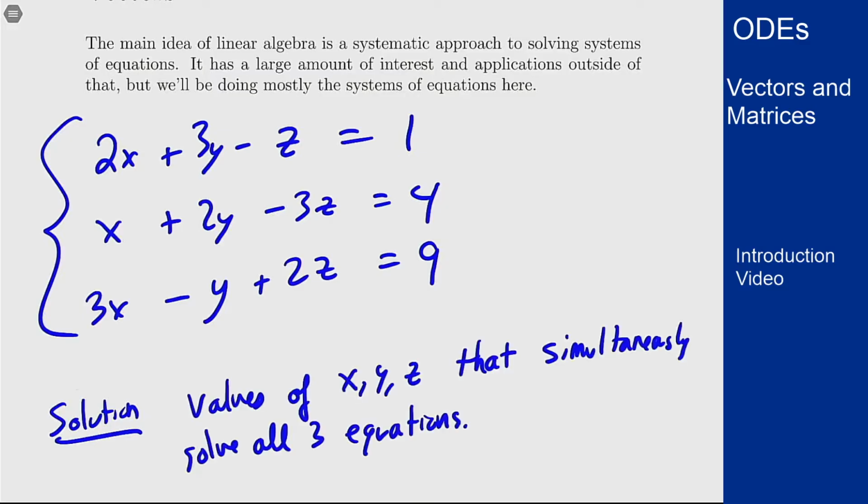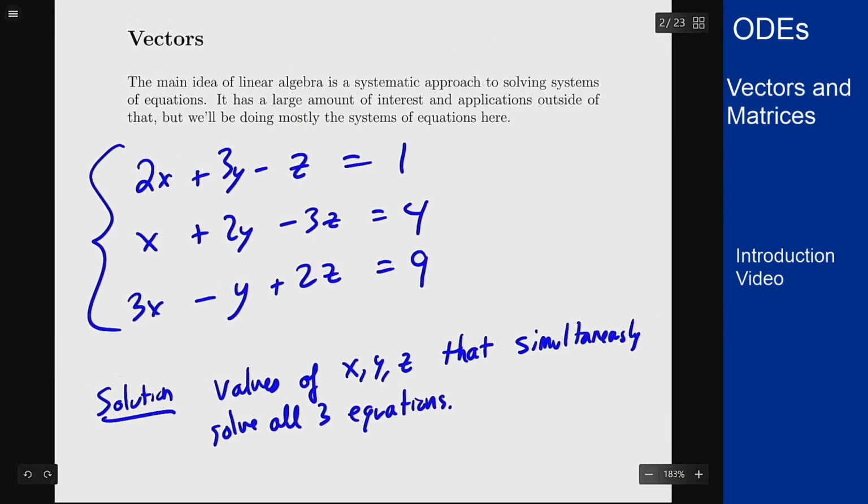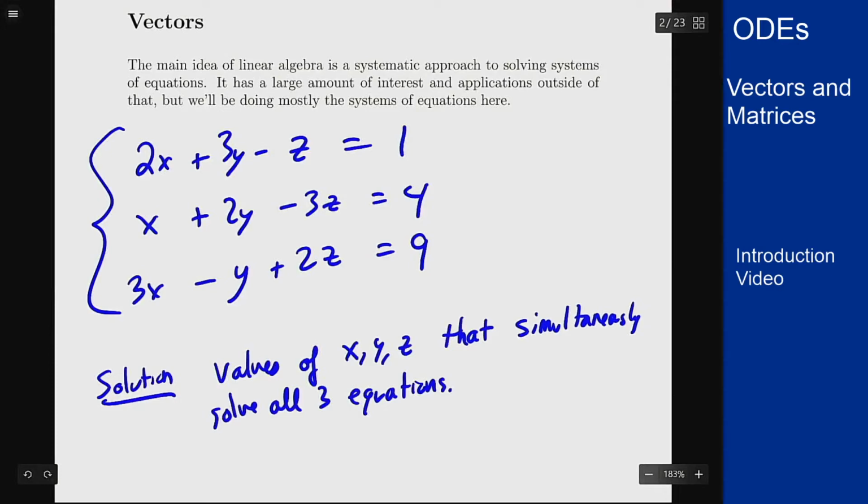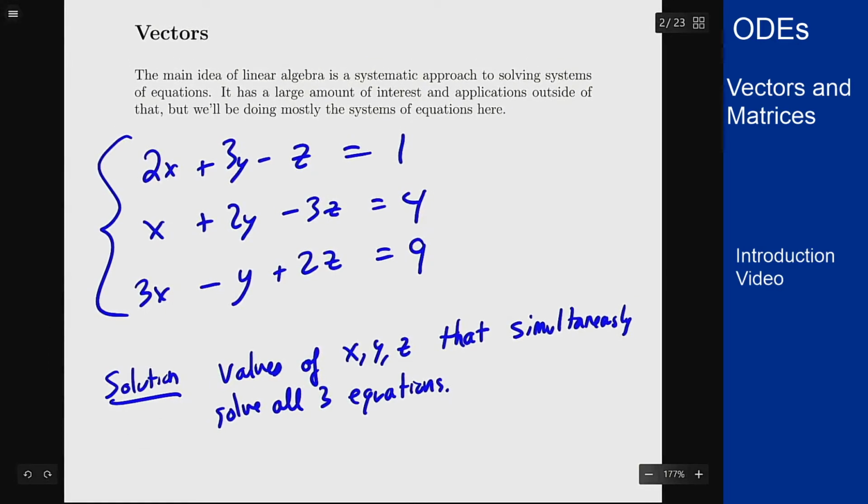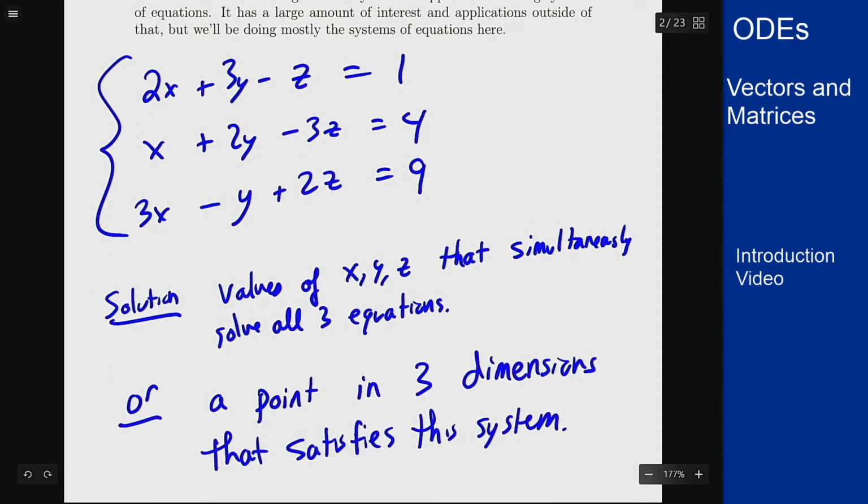Now we can think of these as three separate numbers. That's one way I think about it. But the way I want to think about it here is it's a single object that contains three values. So in terms of normal coordinate geometry, we could think of this as a point in 3 dimensions that satisfies the system. Or, as we'll see in a second, the idea of a vector is exactly that. It's putting all of these things together in one object that, as a single object, can solve this system of equations.